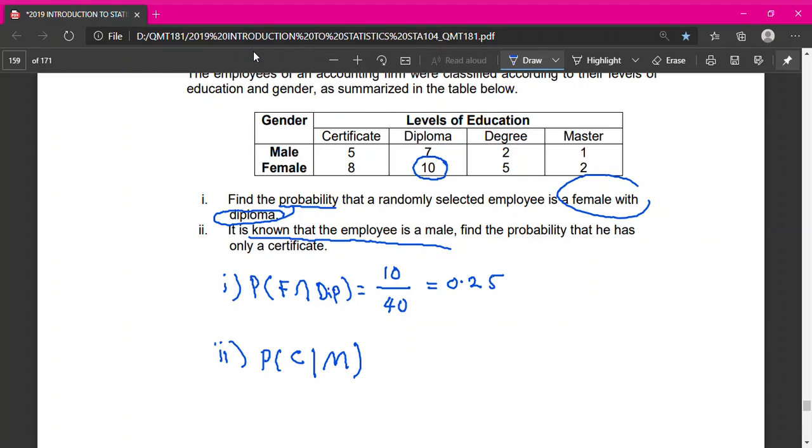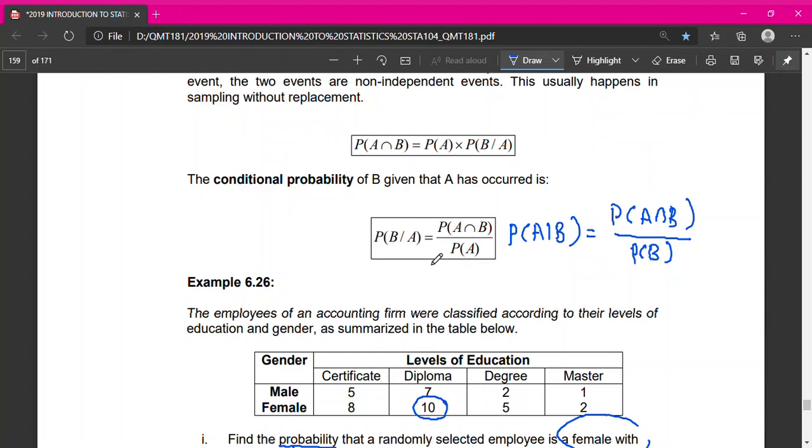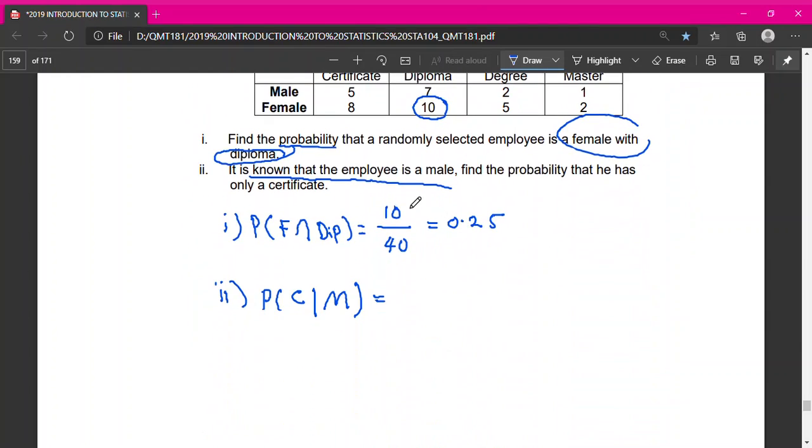Probability of a certificate given male. So, daripada sini, tengok balik macam mana cara nak keluarkan dia punya formula. So, it will be probability of C intersect male divide dengan probability of male. Ni kat bawah, ni kat belakang. Okay, so how to find the probability of C intersect male?